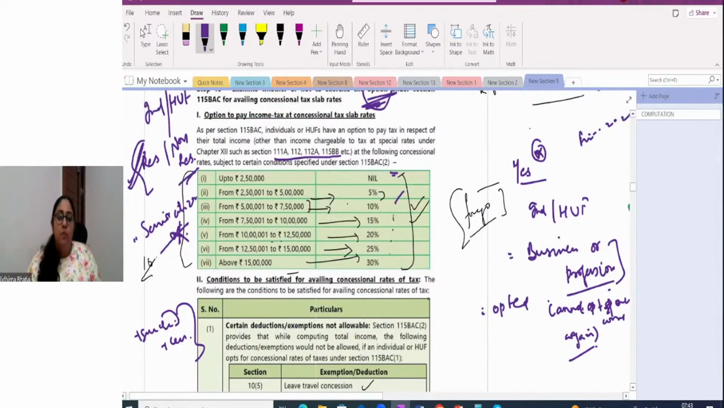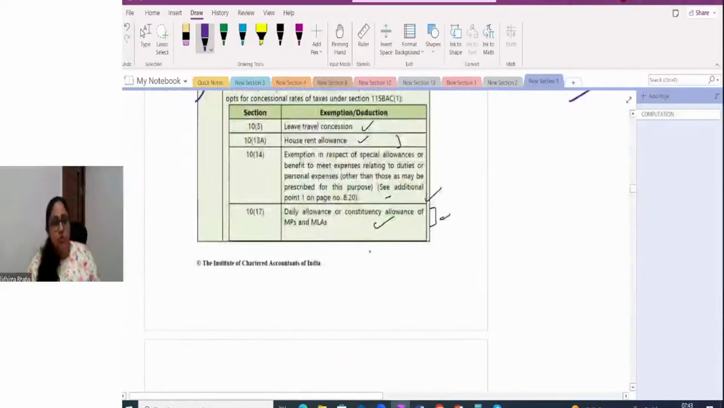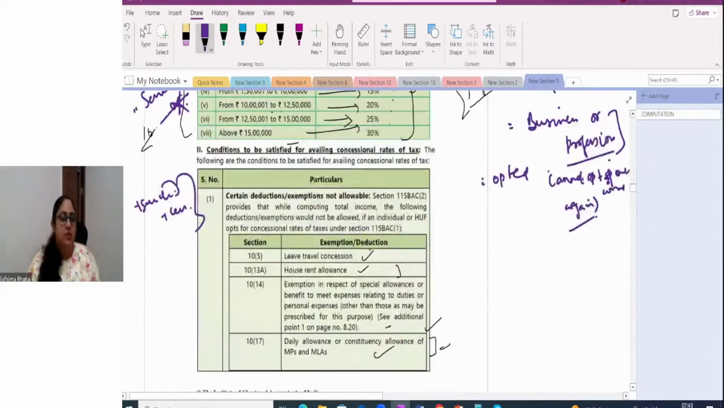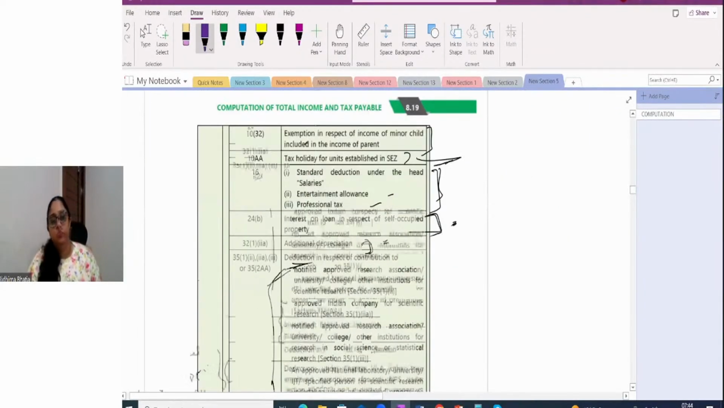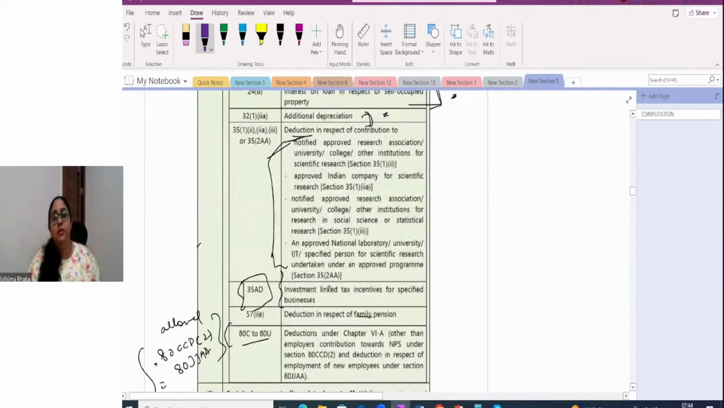But if you are claiming this particular section, you need to forego certain benefits headwise and total gross total income wise. Headwise, you have to ignore certain salary benefits, house property with the interest on loan. Now, PGBP, especially additional depreciation. Normal depreciation is allowed. Additional depreciation is not allowed. 35 scientific research contributions, in-house research is allowed, okay?